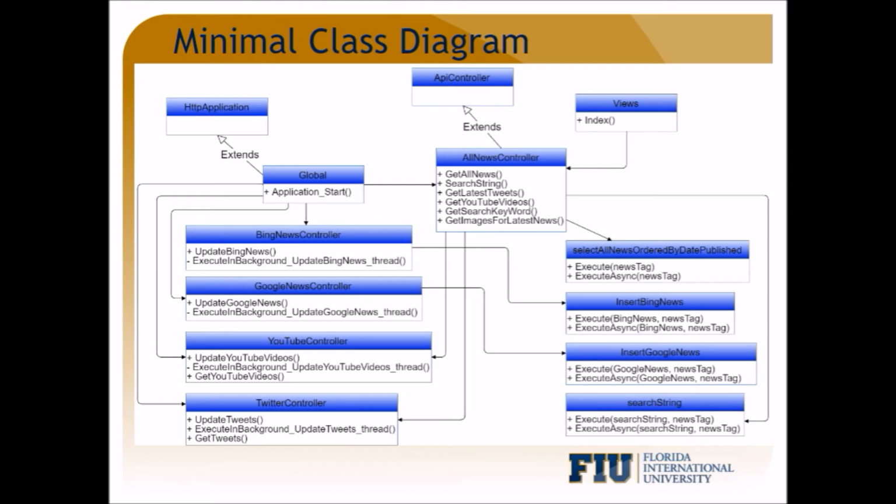This is our minimal class diagram. The most important class here is the AllNewsController. This is the endpoint of the web server where client applications make HTTP requests. This endpoint also accesses all the controllers and the data access layer. The controllers are also the ones that access the data access layer, depending on what functionalities need to be done.